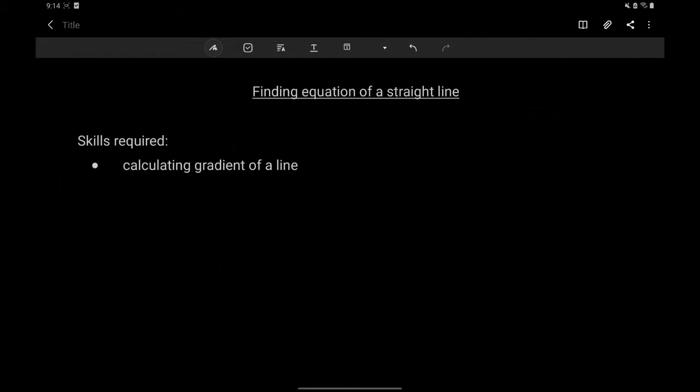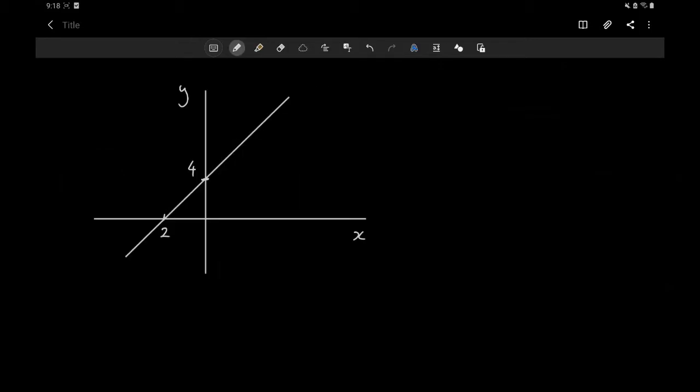In this lesson, you'll be learning how to find the equation of a straight line. The requirements for this lesson are that you know how to calculate the gradient of a line. So let's take a look at this example right here. We've got a graph of a straight line, and the line intersects the y-axis at 4 and intersects the x-axis at 2, and you've been asked to calculate the equation of that line.